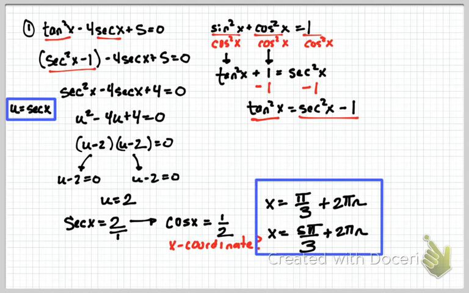So remember, again, when you're seeing that tangent squared, if you see anything squared, think Pythagorean identity, and that will help you translate common language, then factor, and use the unit circle to solve.